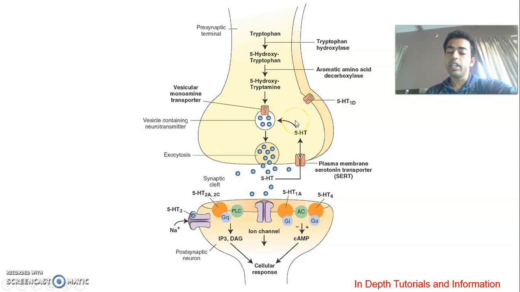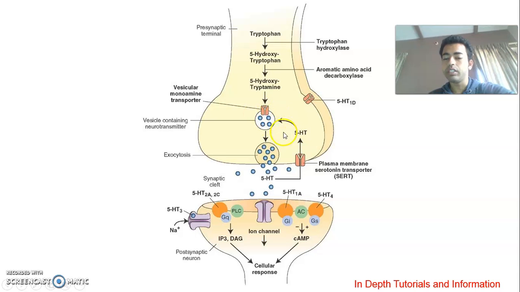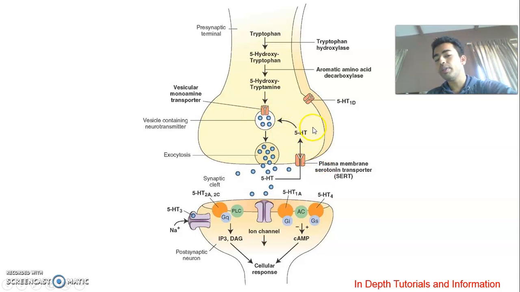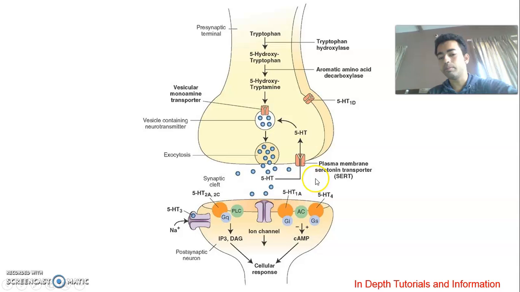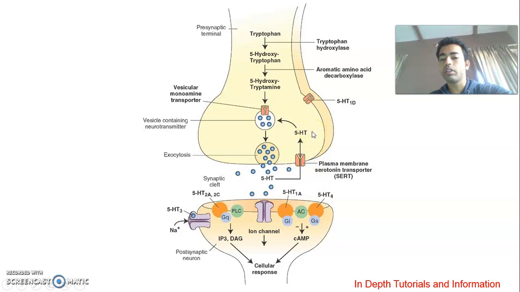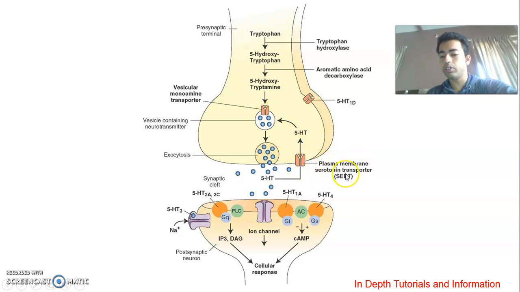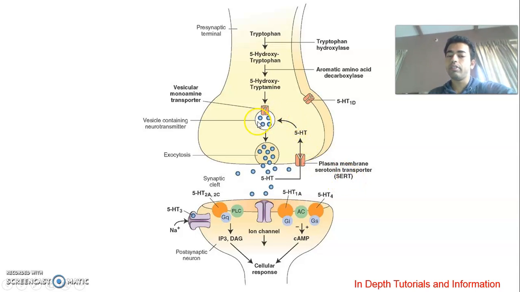The third criterion is that the 5HT will be taken up back into the presynaptic vesicles, or it will be degraded with the help of an enzyme, that is monoamine oxidase. How is it taken back by the presynaptic neuron? By the plasma membrane serotonin transporter, SERT. It is taken back into the vesicle, and it is degraded with the help of the mitochondrial enzyme monoamine oxidase.